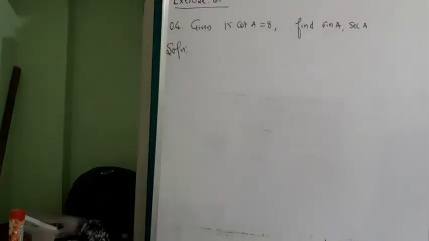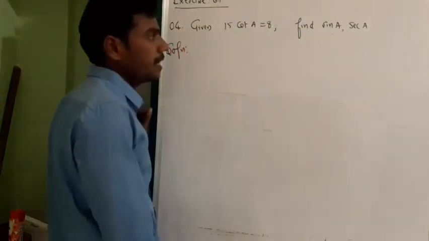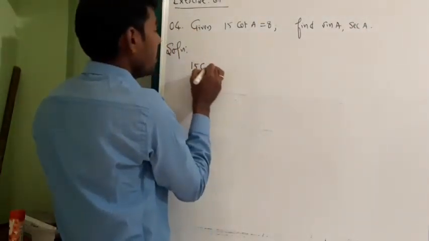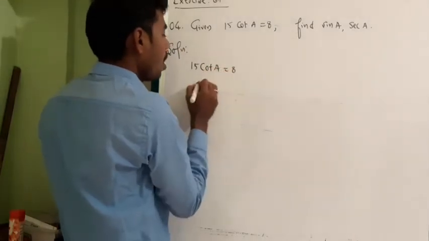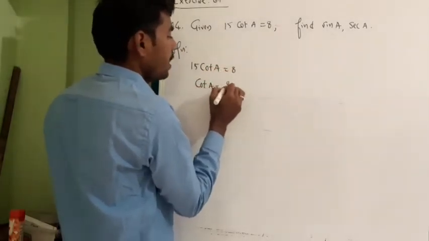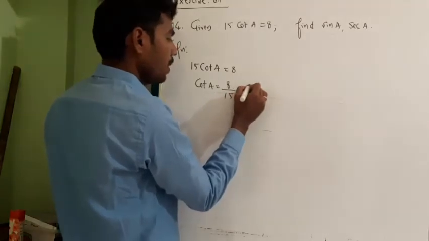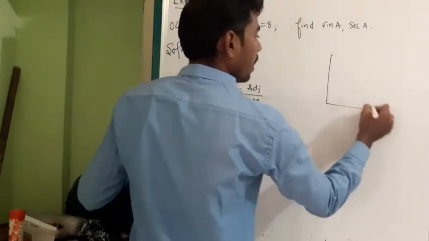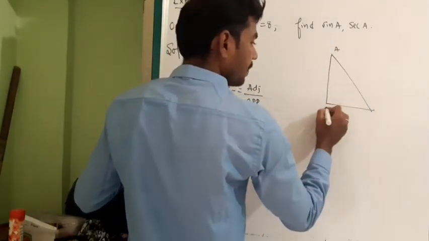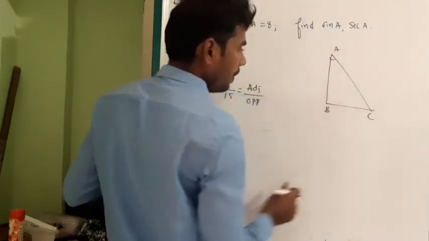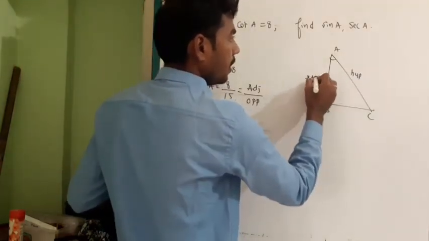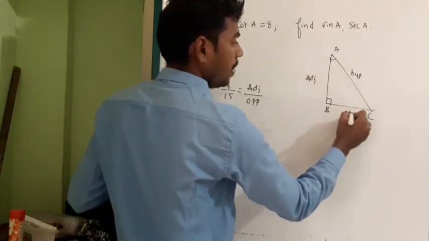So next, fourth question, given 15 cot A is equal to 8, find sin A and secant A. Now, what is given to us? 15 cot A is equal to 8, or else cot A is equal to 8 divided by 15, which is equal to adjacent divided by opposite. So, if you take a right angle triangle ABC, if this is angle A, if this is 90 degree, this will be the hypotenuse, adjacent for A, and this will be opposite for A.